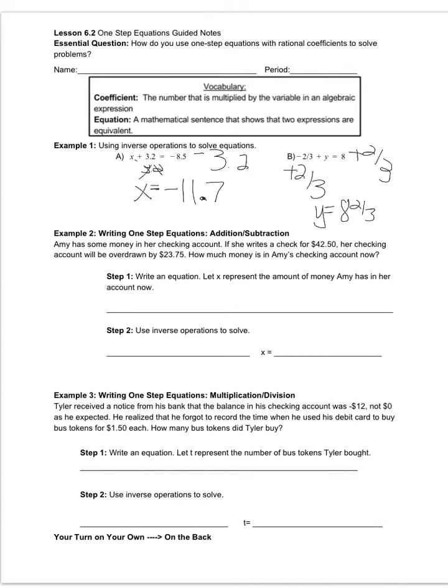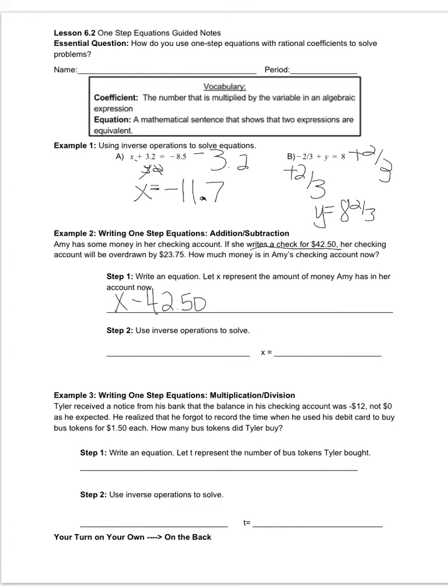So first we need to start by writing an equation to represent this problem. We know that she has some money, but we don't know how much money she has in her account. That's where we represent it with a variable. So we're going to use x to represent the amount that she has in her account. It says that she writes a check for $42.50. So we need to think, what does writing a check for $42.50 represent? Is that money being taken out of her account or being put into her account? Writing a check is a withdrawal, so we are subtracting $42.50.